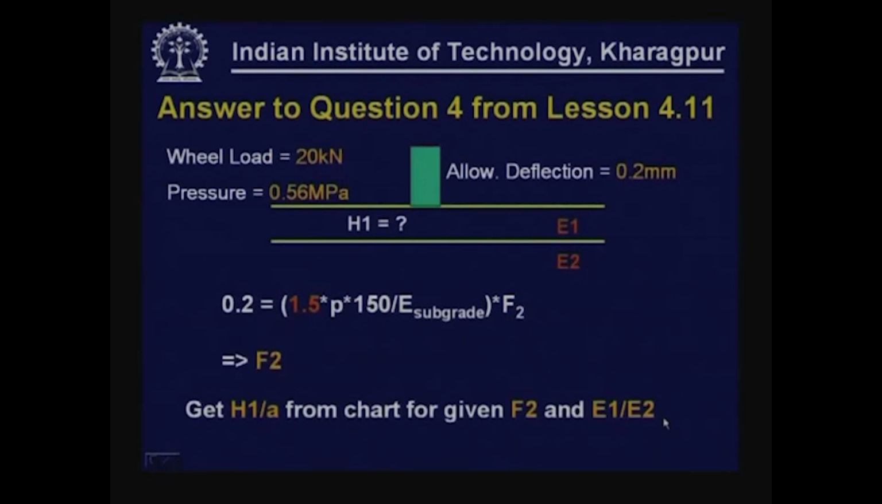Next we have to find the thickness of the layer to be provided. So we know the subgrade modulus value. The allowable deflection is 0.2. This is a flexible plate, so deflection is 1.5 Pa by E subgrade into F2. So F2 has to be obtained. E subgrade is known, P is known, A is known, surface deflection is known. So once we obtain F2, we can get H1 by A from known F2 and E1 by E2. Then we can find out H1.